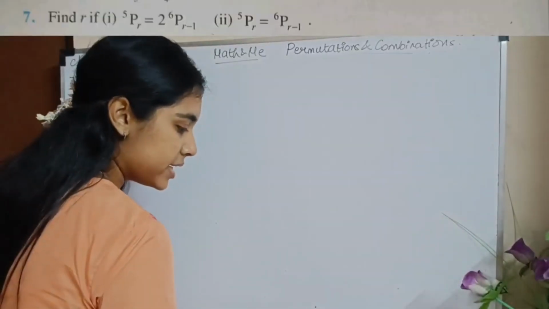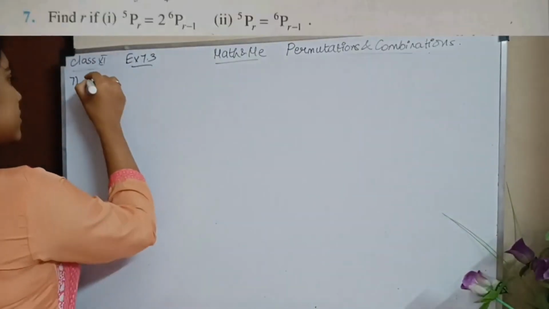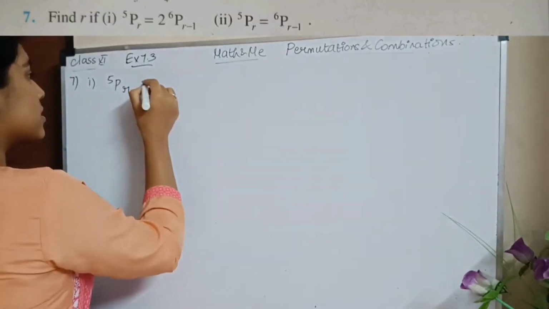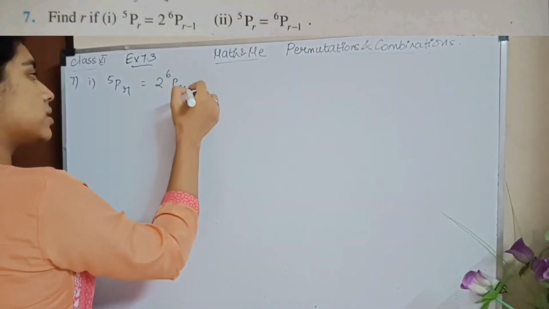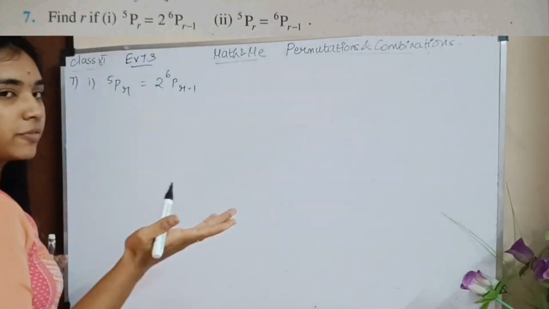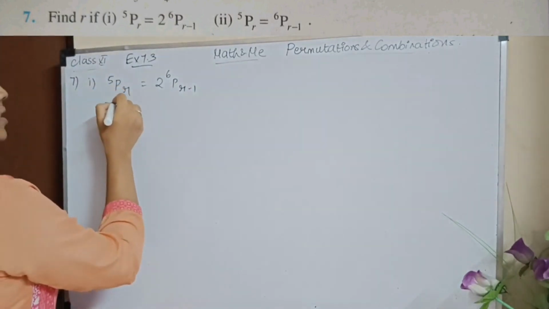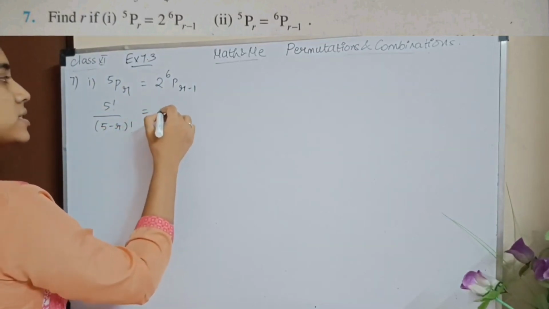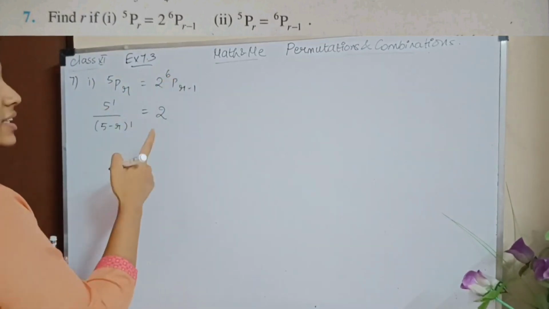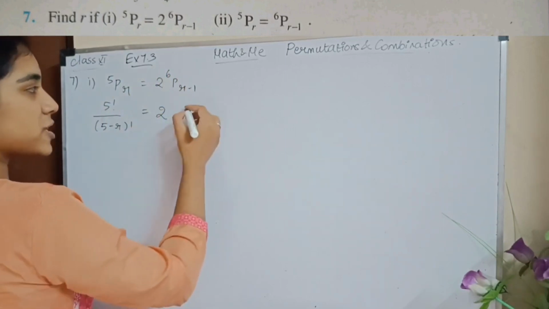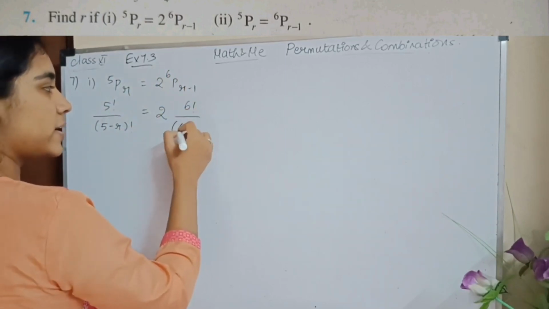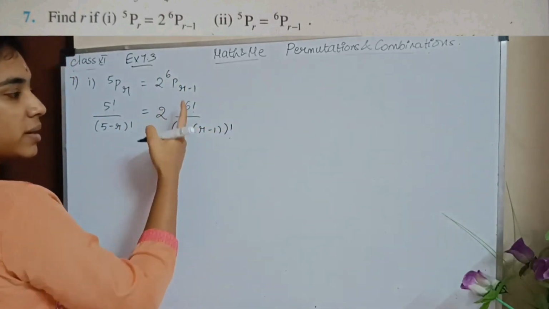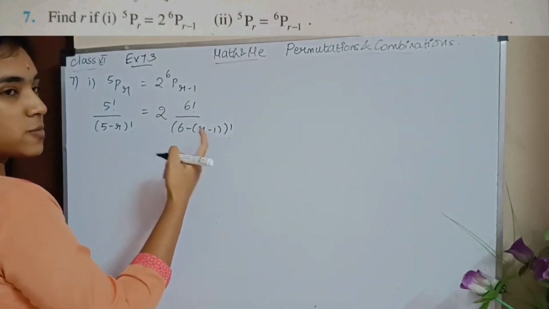Question number 7. Find r if, first question, 5Pr equals 2 times 6P(r minus 1). Simply use the formula. 5Pr is 5 factorial divided by (5 minus r) the whole factorial equals 2 times 6P(r minus 1). So it will be 6 factorial divided by (6 minus (r minus 1)) the whole factorial. Put a bracket because there is a minus, otherwise writing r minus 1 directly will go wrong.